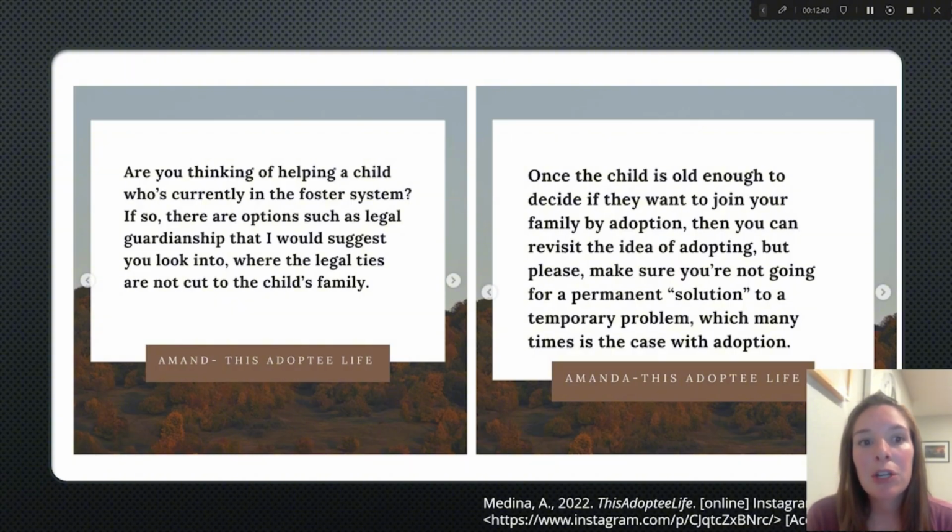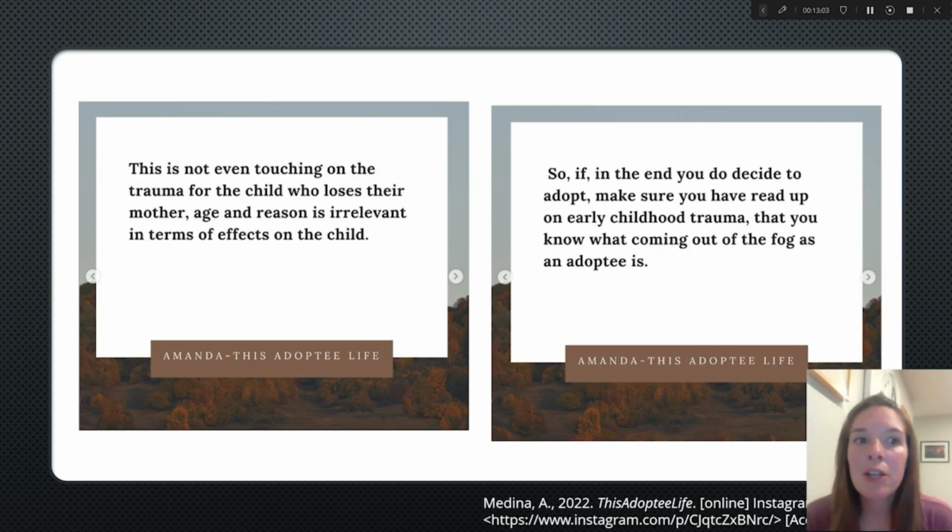But please make sure you're not going for a permanent solution to a temporary problem, which is sometimes the case with adoption. This is not even touching on the trauma for the child who loses their mother. Age and reason is irrelevant in terms of effects on the child. So, if in the end you do decide to adopt, make sure you have read up on early childhood trauma, that you know what coming out of the fog as an adoptee is.